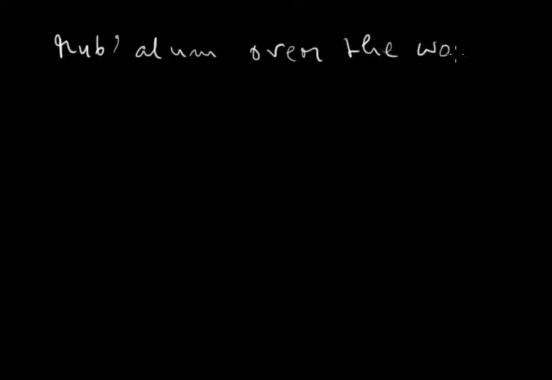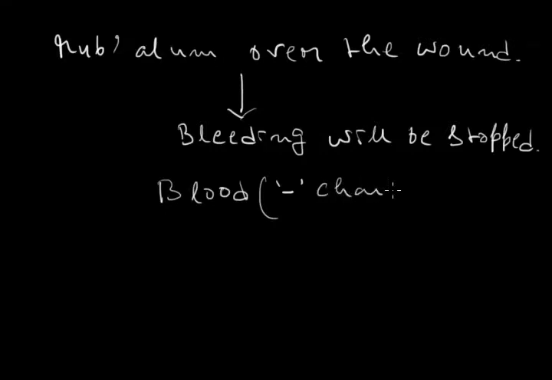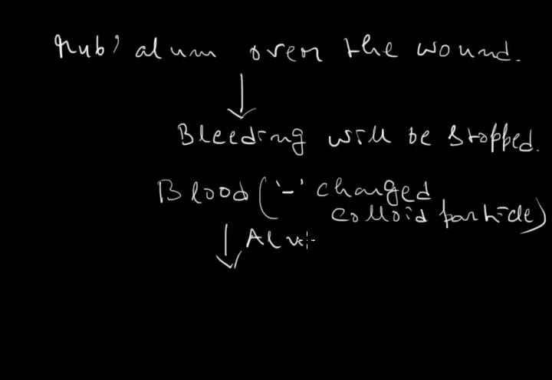When blood comes out through a wound and we rub alum over the wound, bleeding will be stopped. Why does this happen? Actually, blood contains negatively charged colloid particles. And when alum is rubbed, the negative charge neutralizes and the blood particles coagulate.